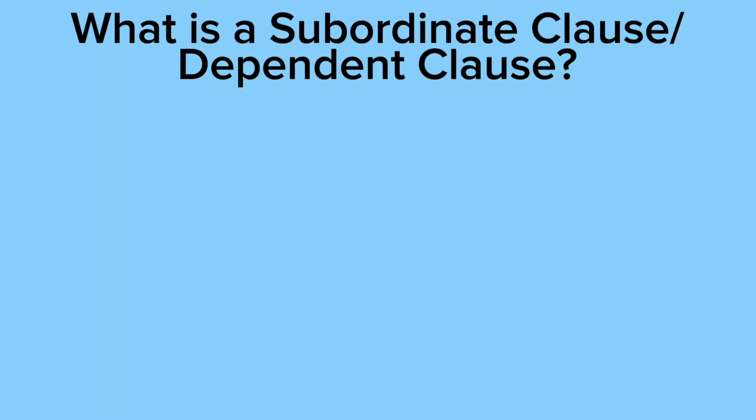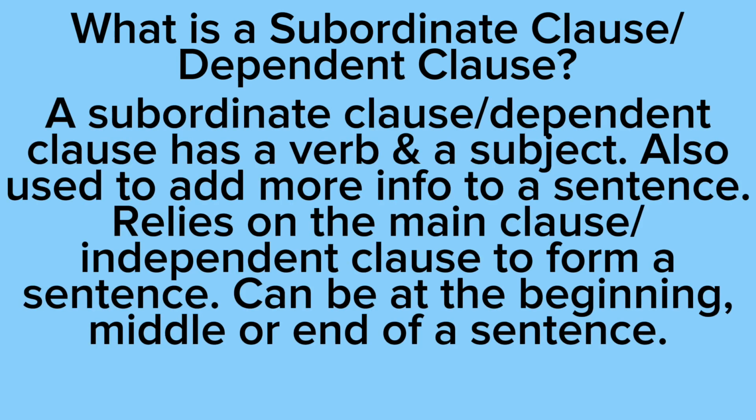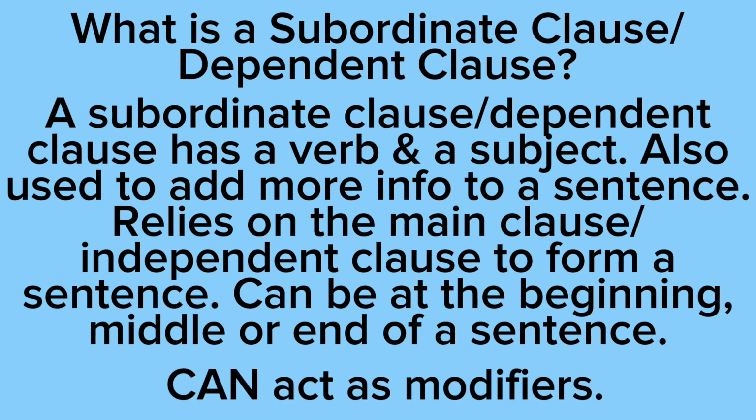So what's a subordinate clause, also known as a dependent clause? A subordinate clause has a verb and a subject. It's also used to add more info to a sentence. It relies on the main clause to form a sentence, can be at the beginning, middle, or end of a sentence. And subordinate clauses can act as modifiers.